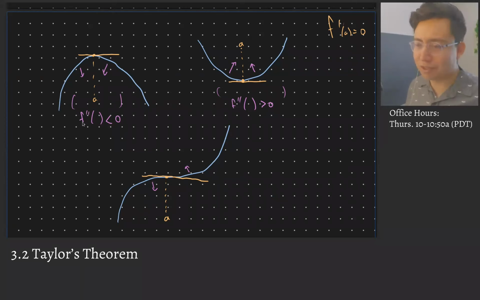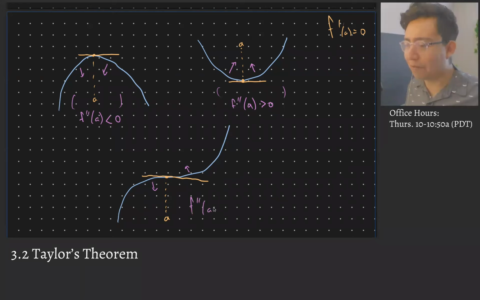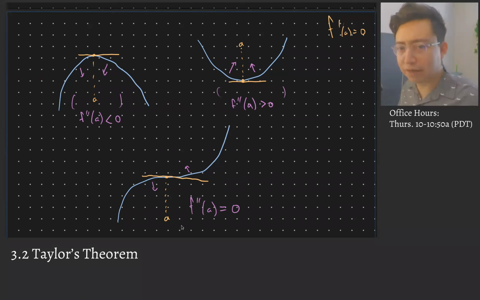Sorry, I was confusing the first and second derivatives, so I'm going to go back to what I had. So f double prime of a is negative, f double prime of a is positive, and in here f double prime of a is equal to 0 because it's going from pointing down to pointing up. So this was the second derivative test in single variables.